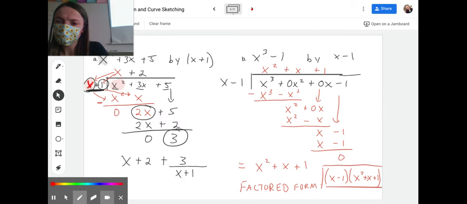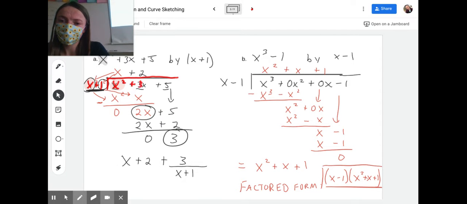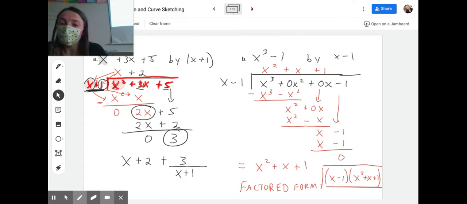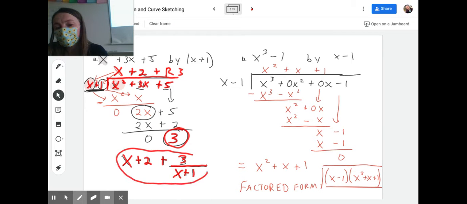So what we did first, we put x plus 1 on the outside, and we put our function on the inside, x squared plus 3x plus 5. Using just basically the same principles as long division, we got x plus 2, but then we got a remainder of 3. So what this remainder of 3 means is this, that when I divide x plus 1 into the function, I get x plus 2 plus technically 3, which is my remainder, divided by what I was dividing by, which is x plus 1. So this right here is what's left after I divide.